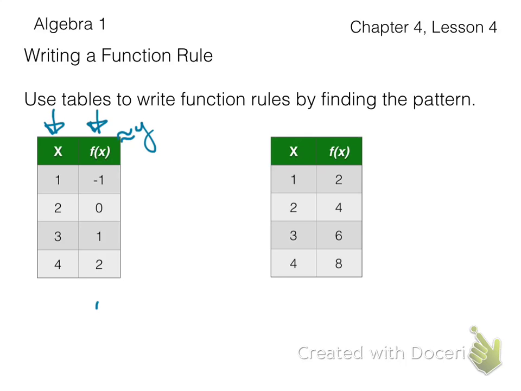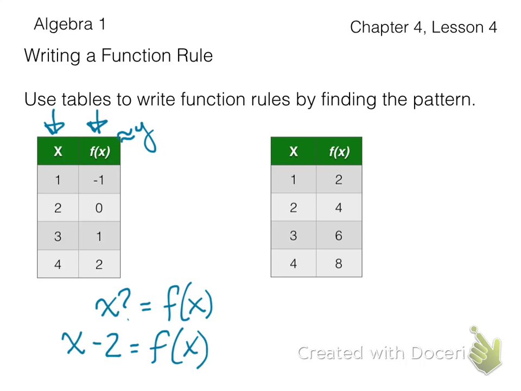So what do I need to do to x to get f of x? Okay, so if I've got 1 and I get negative 1, and then I have 0 and 2 and 0, and 3 and 1, and 4 and 2, well, if I subtract 2 from x, I'm going to get f of x. There we go. So that is the answer. Cool, huh? Okay, moving on.